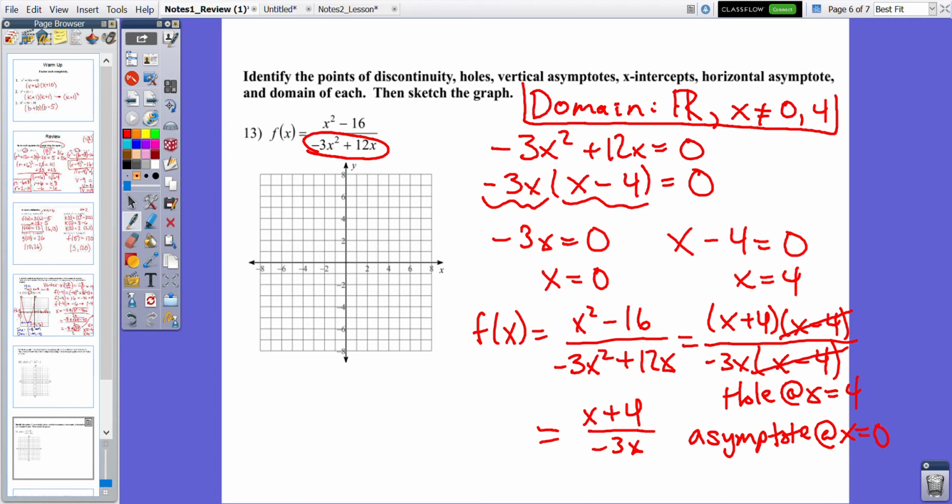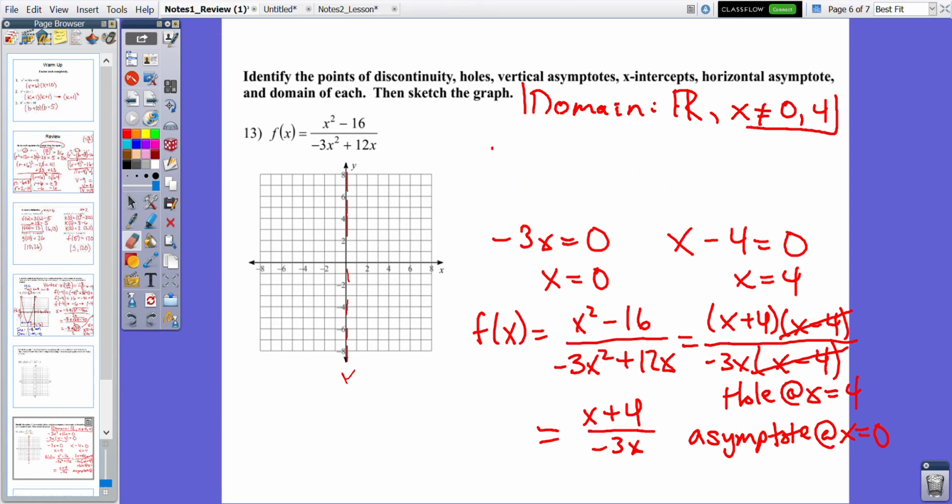Now, a hole at x equals 4 means it's a point, wherever x is equal to 4, but an asymptote is a line. So we're going to put in a vertical line at x equals 0. There's my asymptote at x equals 0, because x equals any number is a vertical line. So I'm going to keep going here. I'm going to erase everything really quick, and we're going to keep going with figuring out what this graph looks like.